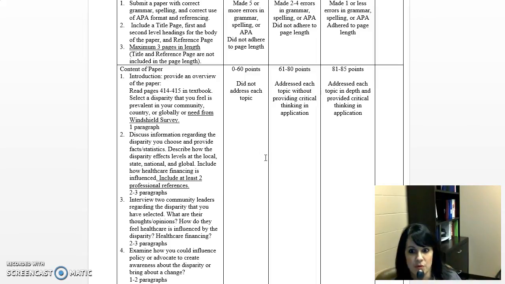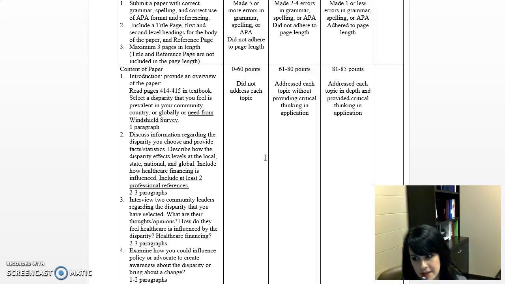What are their feelings regarding this? How do they feel that this affects the community, or the state, or the national and the global level? How do they feel healthcare is influenced? So again, if you choose unemployment, how do they feel that is affecting healthcare?